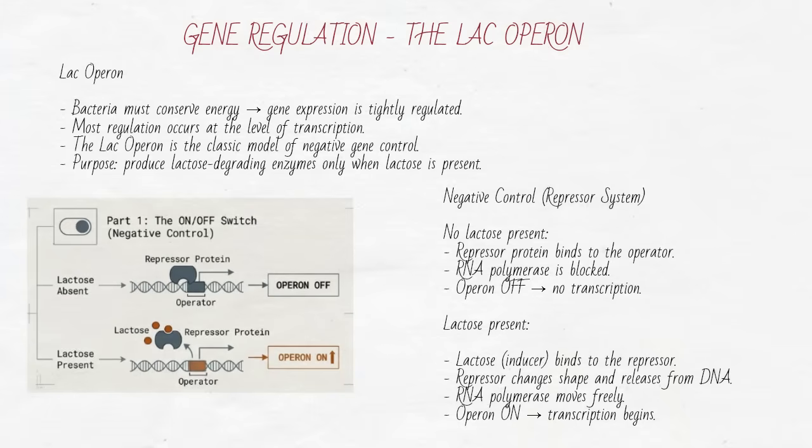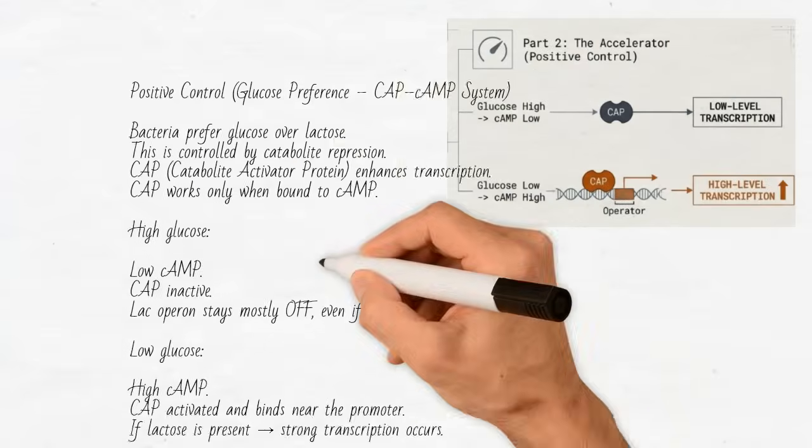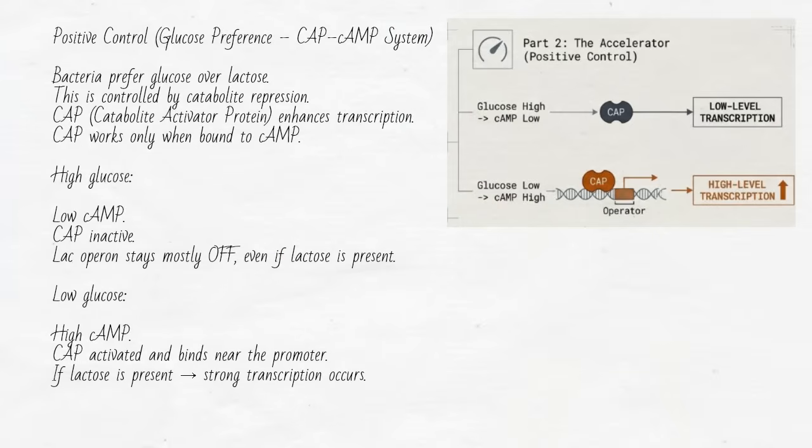Bacteria always prefer glucose over any other sugar, and this preference is managed by a second layer, positive control, or catabolite repression, the prioritization system. To really use lactose efficiently, the lac operon needs an accelerator pedal. This is an activator protein called CAP. CAP has to be bound near the promoter to really recruit RNA polymerase effectively.